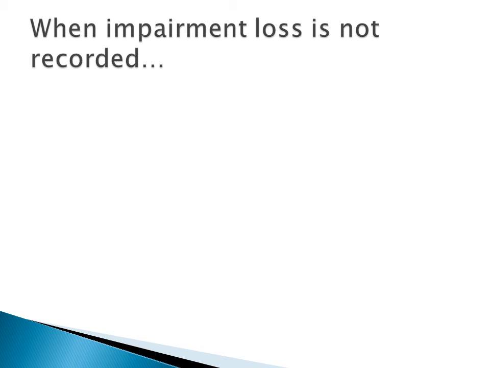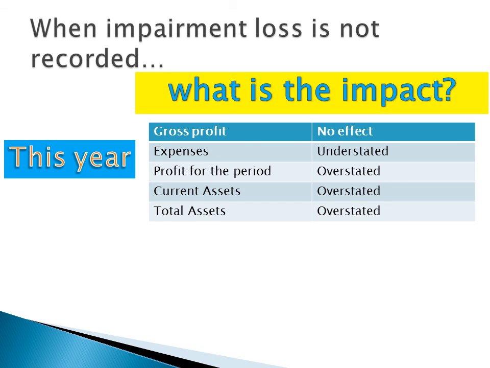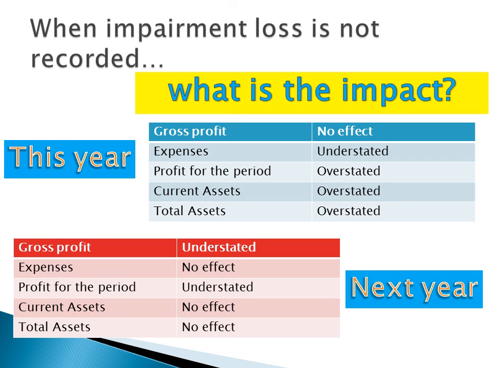This last slide, I provide you the summary. Now, when impairment loss is not recorded, what is the impact? You realize that it will impact across 2 years. The first year is definitely this year, the current year. The gross profit will have no effect. Expenses understated. Profit, current assets, total assets will all be overstated. And then we have the following year. You will see that the gross profit and the profit are understated, and for the others, expenses, current assets, and total assets, there's no effect of impairment loss on these.